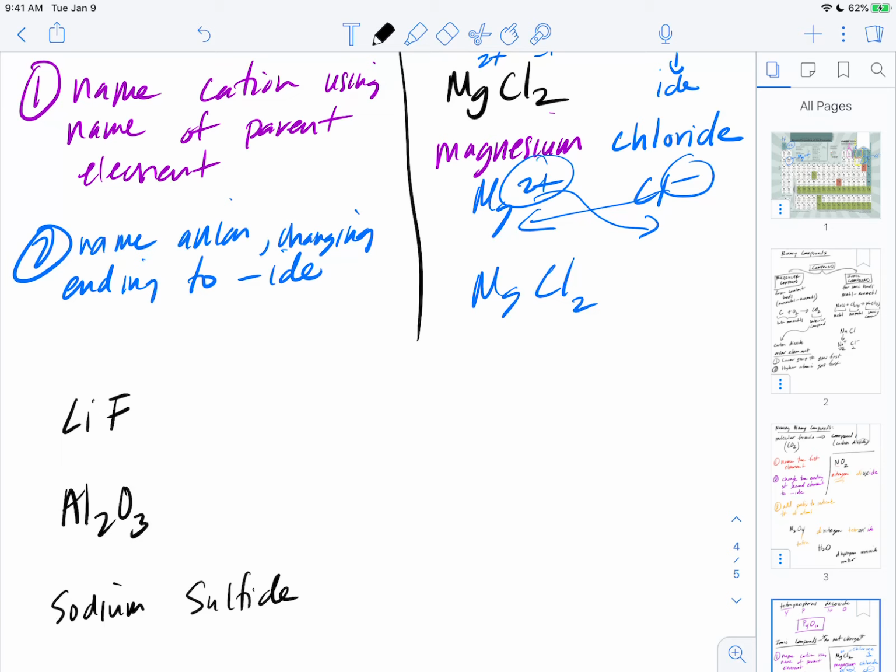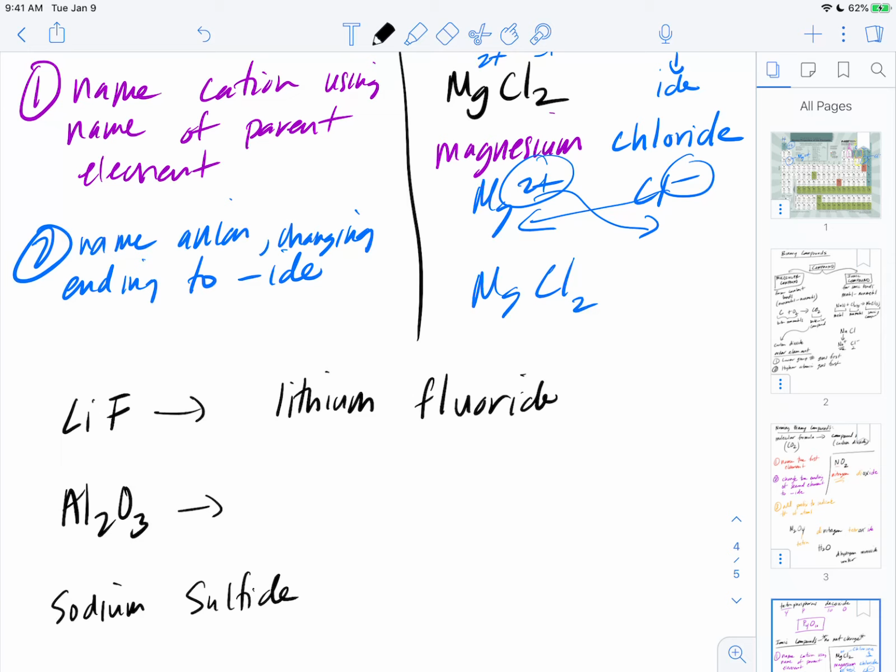Okay, so I already kind of gave these away, but Li is lithium, so we're just going to name that outright. So this is lithium, lowercase is fine. And then F is fluorine, so I'm going to drop the ine and put an ide, so it's lithium fluoride. Now it's F-L-U-O-R-I-D-E. Now it's not O-U, that would be flouride, but it's fluoride. U comes before O. Easy thing to miss.